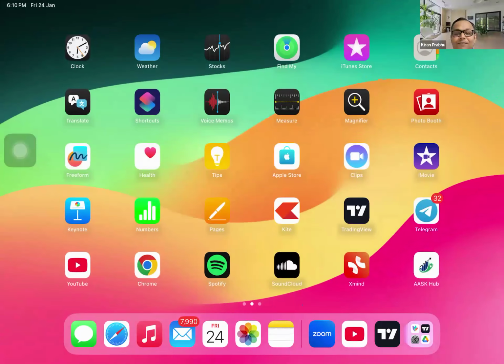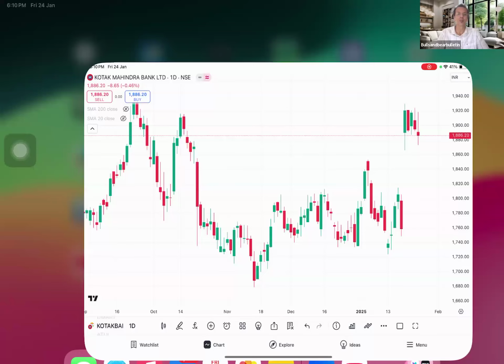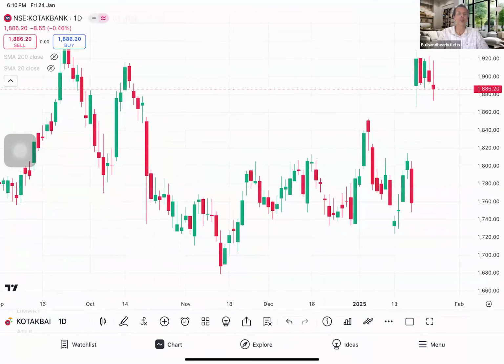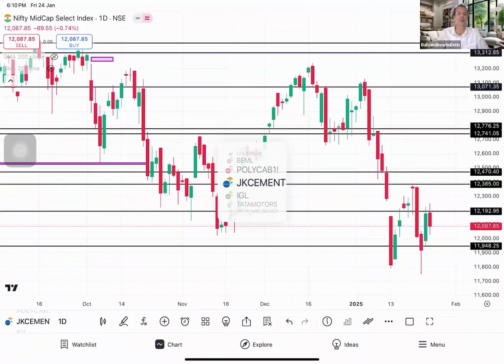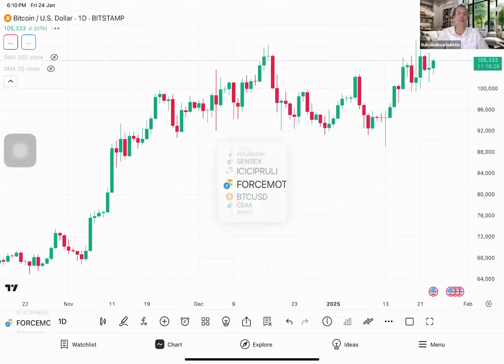So let me share this screen with all of you. I had a trade today on one of the stocks, so I'll just share it with all of you. Can you see my screen? Yeah. Okay, so it was in Reliance. I will just show you.